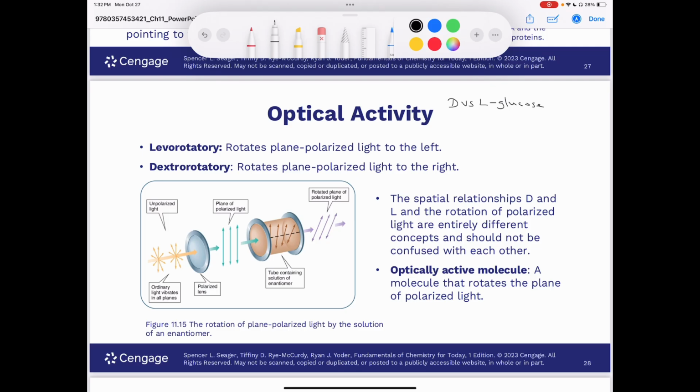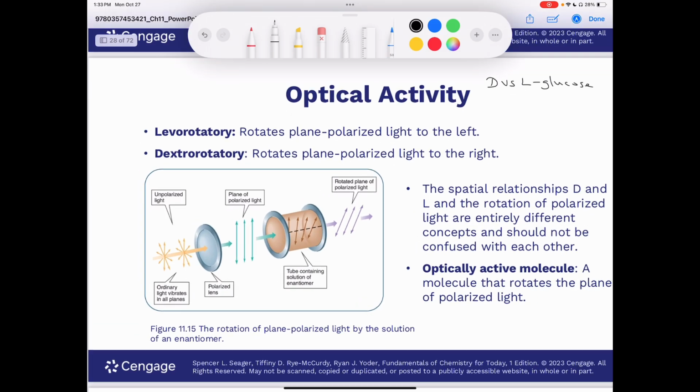And so how do we distinguish between enantiomers? It's very tricky, as a matter of fact. Well, the way that we distinguish between enantiomers is by the way they rotate what we call plane polarized light, okay? And so if you put one enantiomer in a solution and you shine plane polarized light through it.